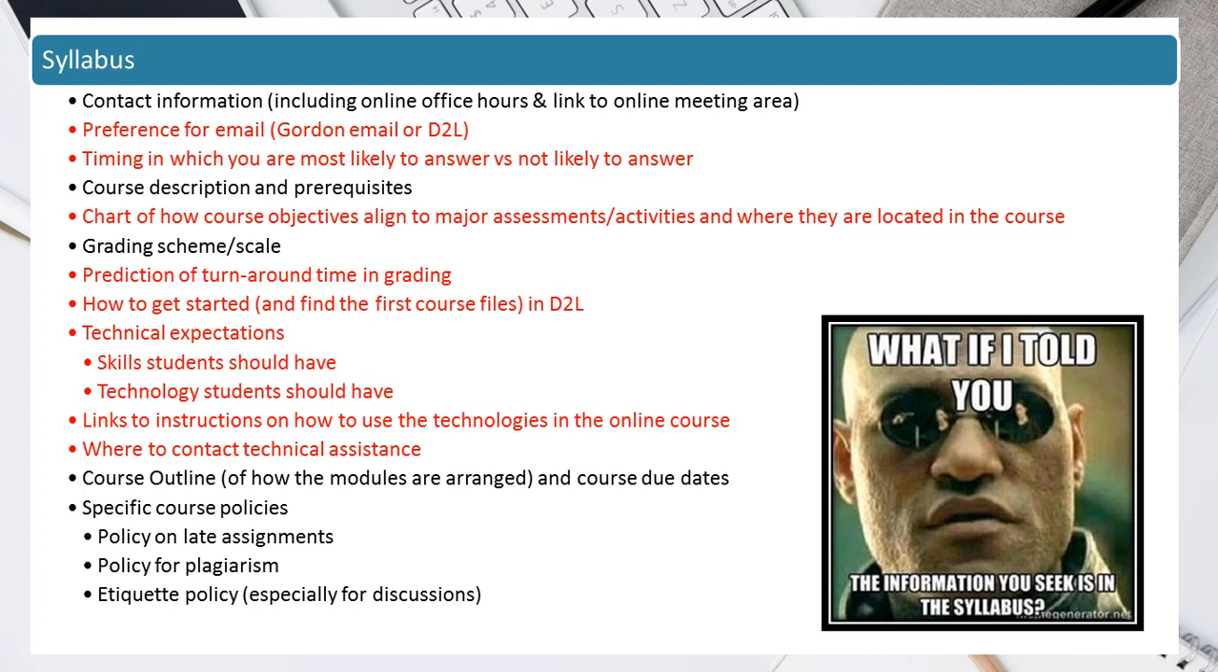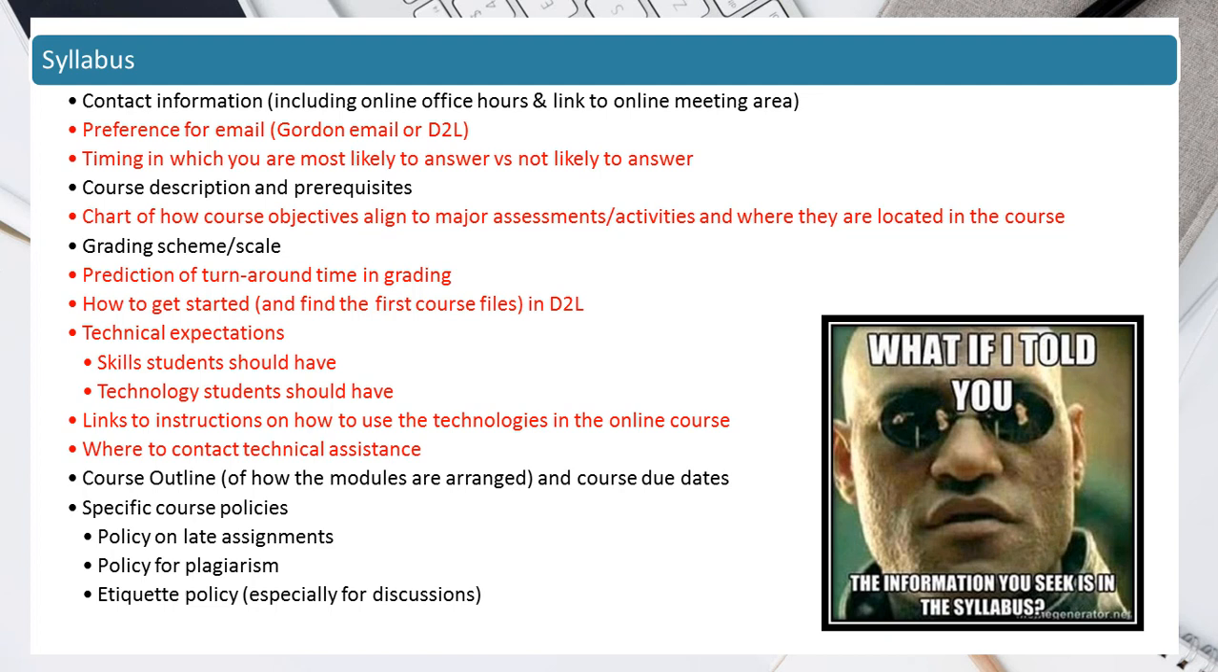So you might want to say, if auto-graded quizzes, you'll get your grade immediately. For discussions and assignments, you can expect to have your grade 1 week from the day it was turned in. That way you're not getting a bunch of emails saying, have you graded my assignment yet? When am I going to get my grade? You have a turnaround plan.